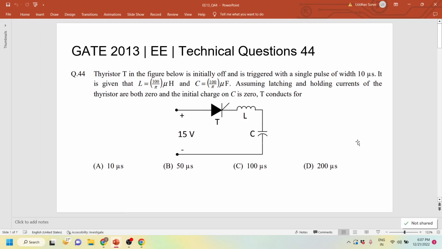So this is technical question 44 from GATE 2013. A thyristor T in the figure below is initially off and is triggered with a single pulse of width 10 microseconds. It is given that L is equal to 100 by pi microhenry and C is 100 by pi microfarad. Assuming latching and holding currents of the thyristor are both 0 and the initial charge on C is 0, the thyristor conducts for what time? 10 microseconds, 50 microseconds, 100 microseconds, or 200 microseconds.